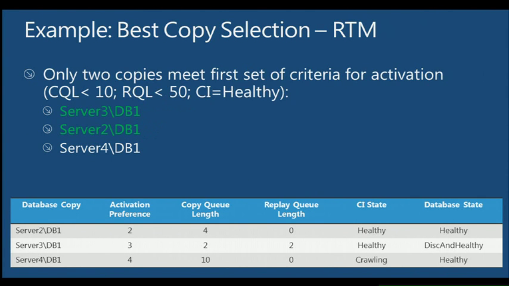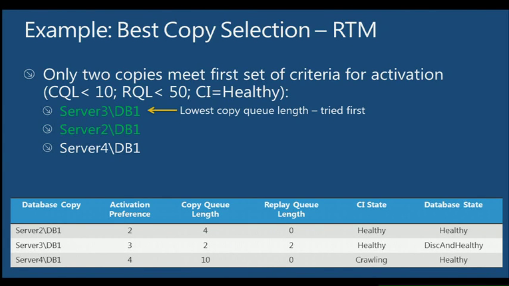Now, of our sorted list, only 2 of the copies meet that first criteria for activation. Only 2 of the copies on the sorted list have a copy queue length less than 10, a replay queue length less than 50, and a healthy content index. It's servers 3 and 2. So, because server 3 is highest in the list with the lowest copy queue length, it's tried first. Active Manager tries to activate that first.